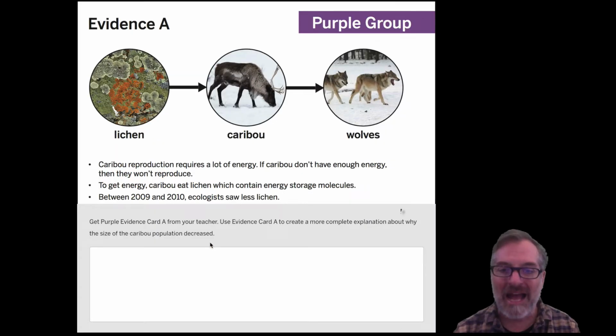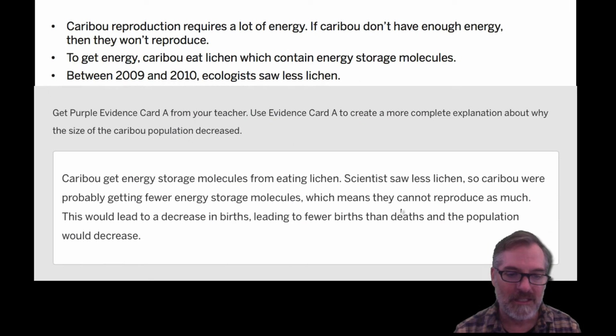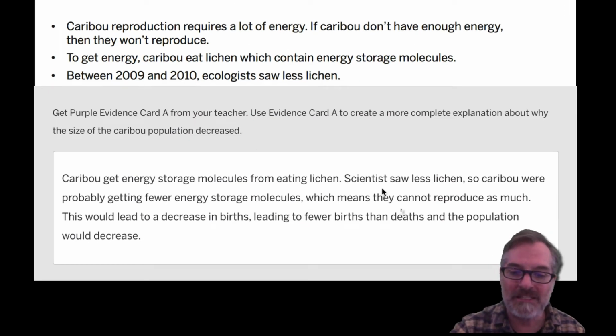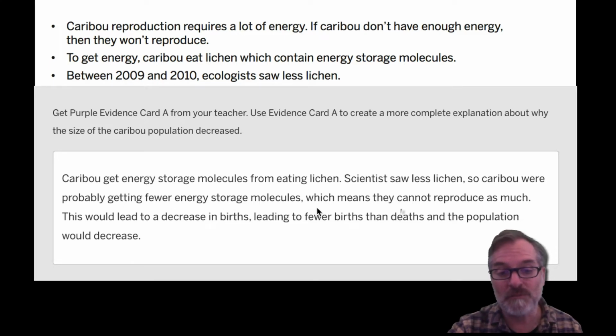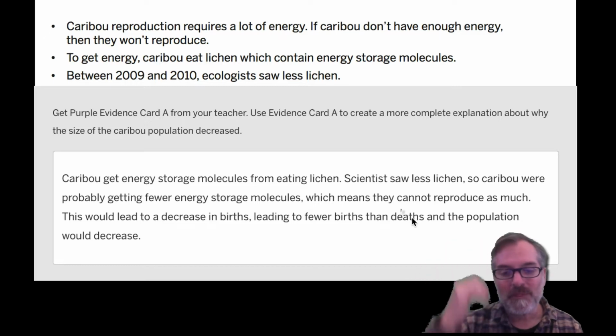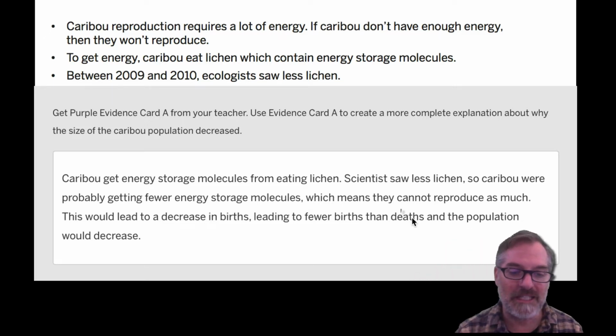Now that we are back, let's take a look at what I was thinking. Caribou get storage energy from lichen. Scientists saw less lichen, so caribou were probably getting fewer energy storage molecules, which means they cannot reproduce as much. This would lead to a decrease in the births, leading to fewer births than deaths, and the population would decrease.